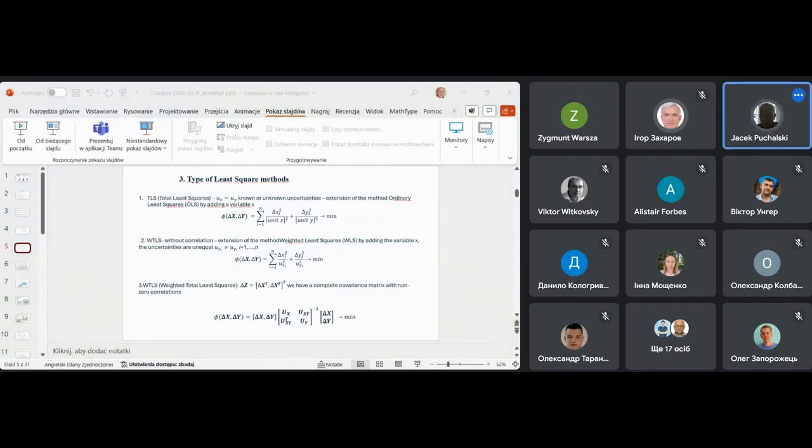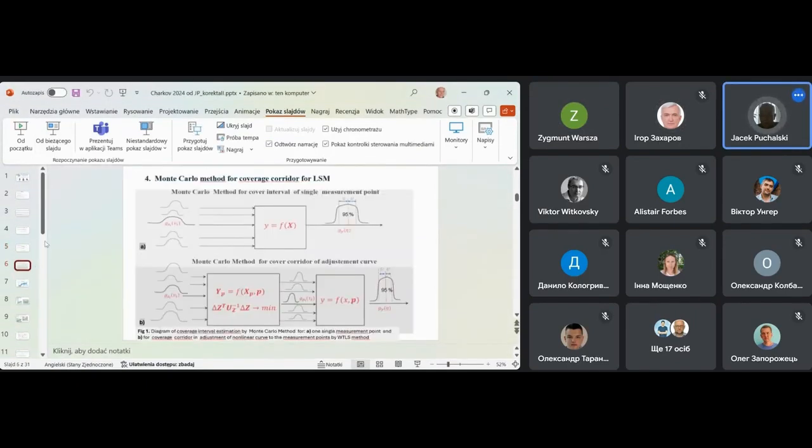I talk about this slide. So I must start with the current slide. So I talk about this slide. You see Monte Carlo method? Yes. Yes. So it is in mathematics.